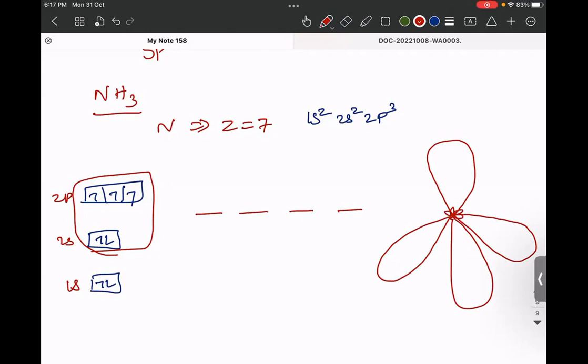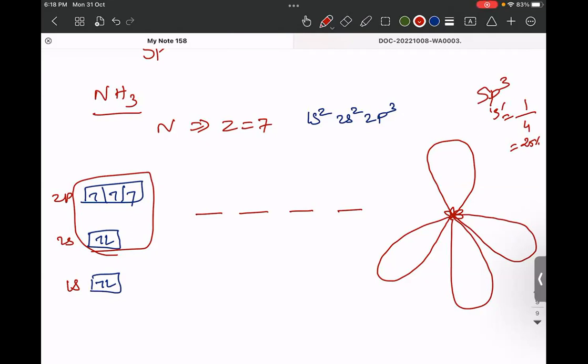Because of s and p mixing, if you are taking sp3 hybridization, the s character will be 1 and p will be 3. So the sp3 hybrid orbital has 1 s orbital and 3 p orbitals. If you calculate the s character, it is 1 divided by 4, right? Totally 4, but you have only 1 s orbital. 1 by 4 means 25% s character, and the remaining 75% p character.